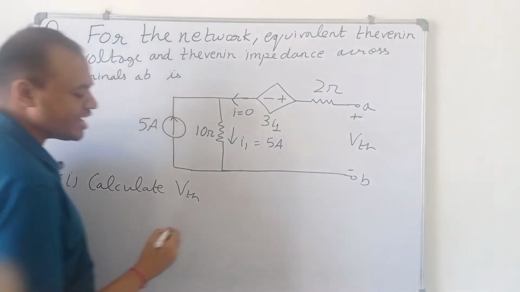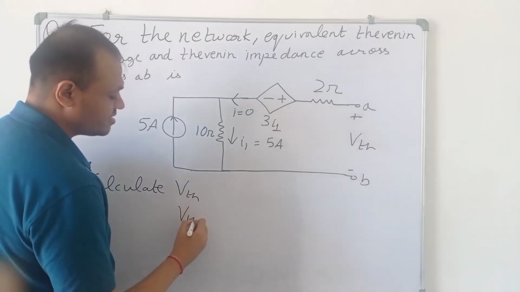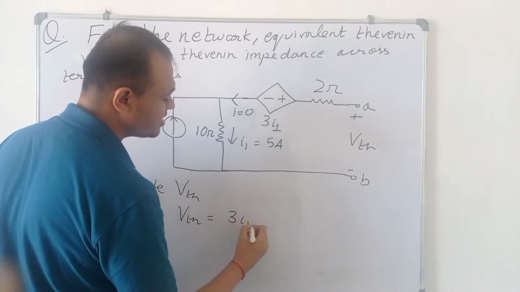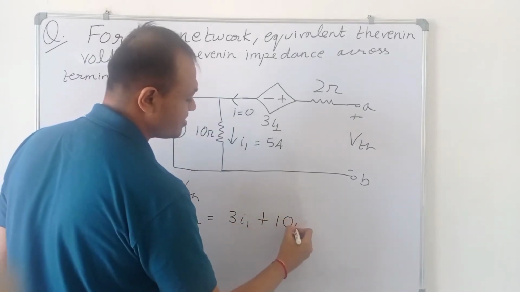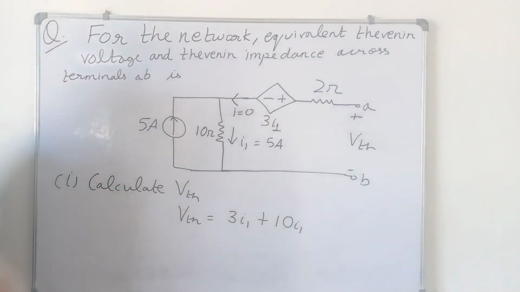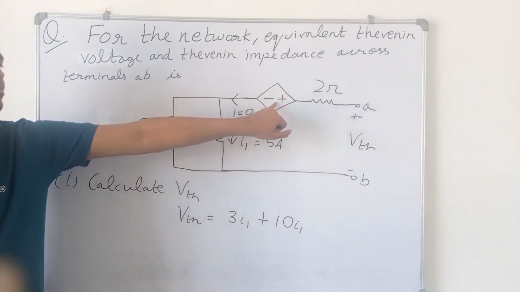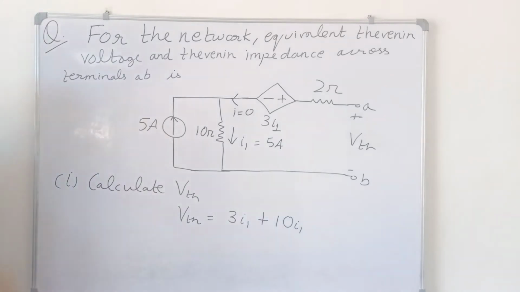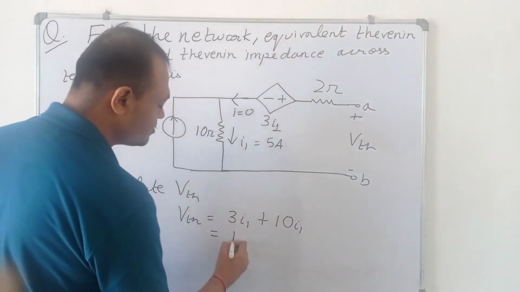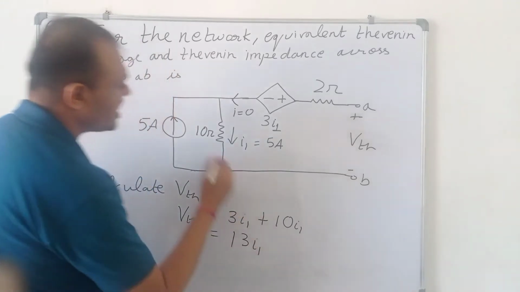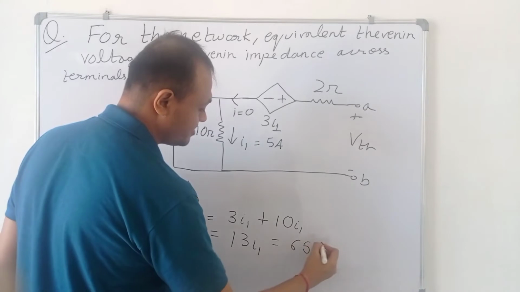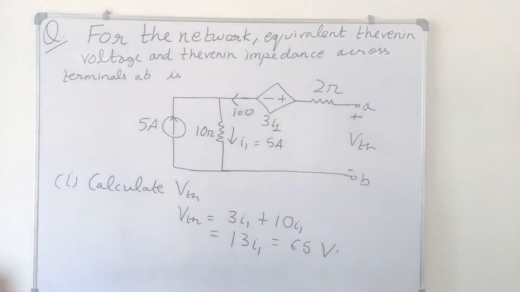So if we have to calculate VTH, then VTH will be equal to 3I1 plus 10I1. This is a current dependent voltage source, dependent on this current I1. So VTH will be equal to 13I1, and I1 is equal to 5 ampere. So VTH is equal to 65 volt. So we have calculated the Thevenin voltage. It is equal to 65 volt.